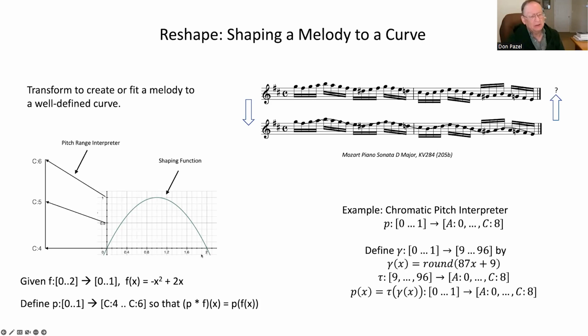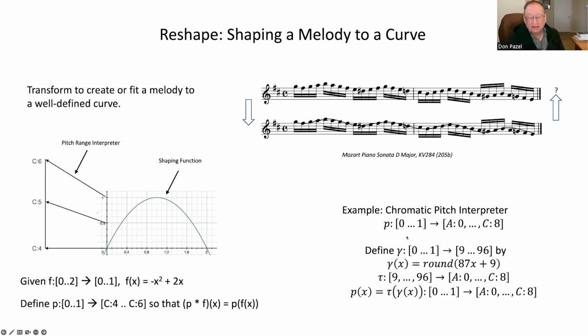And you say, well, that's okay. But the problem is that the range, which is between 0 and 1 here, has to be mapped to a set of pitches, for some range of pitches, C4 to C6 here. And that mapping is called a pitch range interpreter. Basically, I'm saying you have to build something that lines up so that for any value here, I can get a pitch.